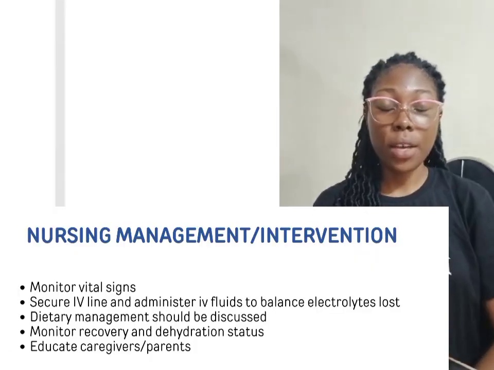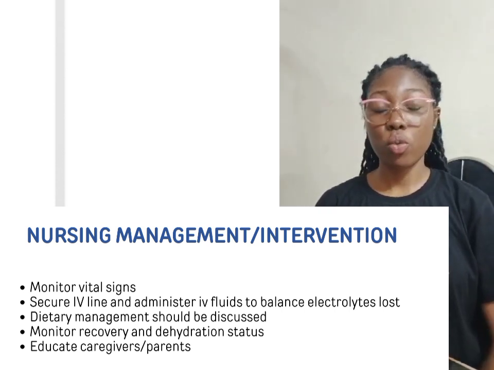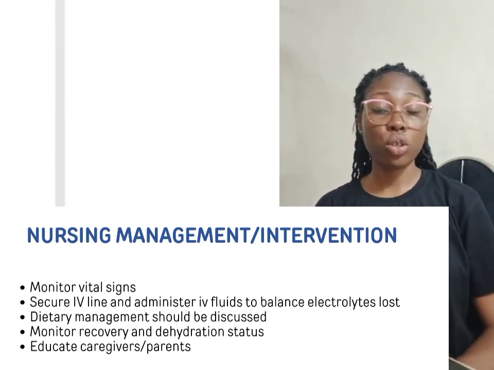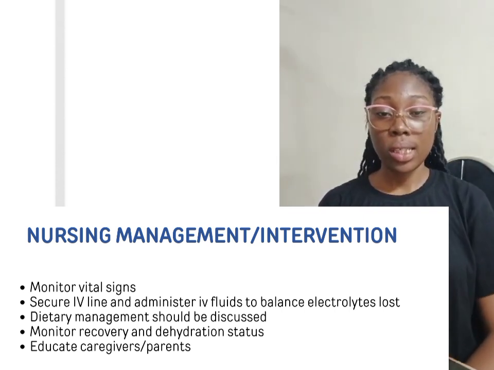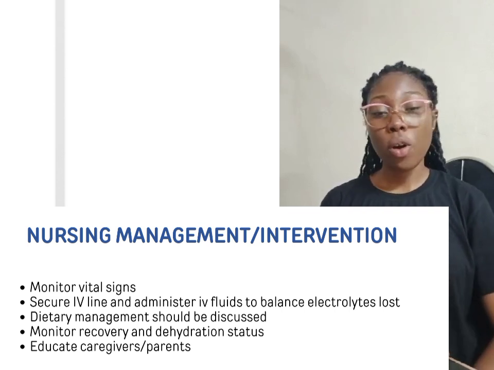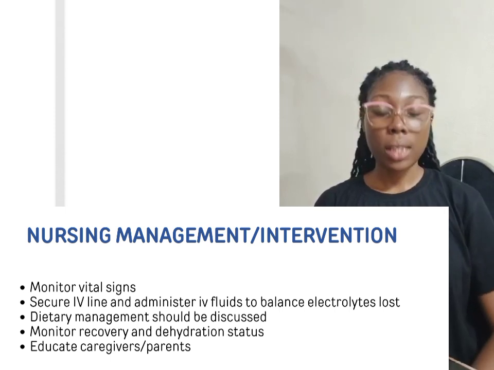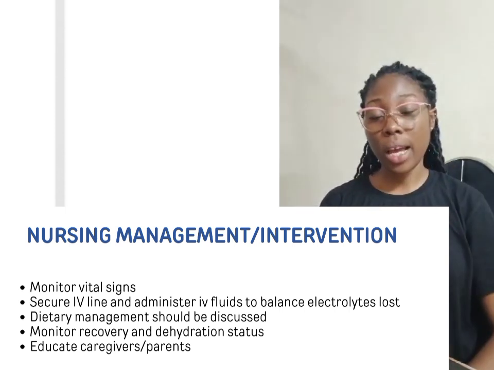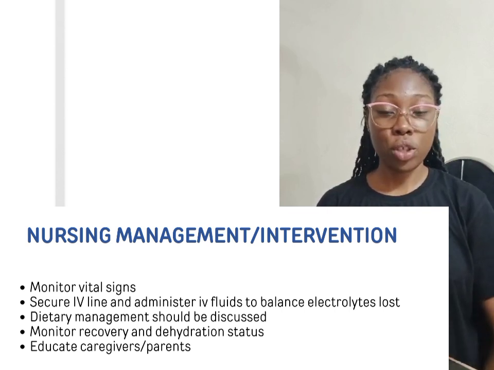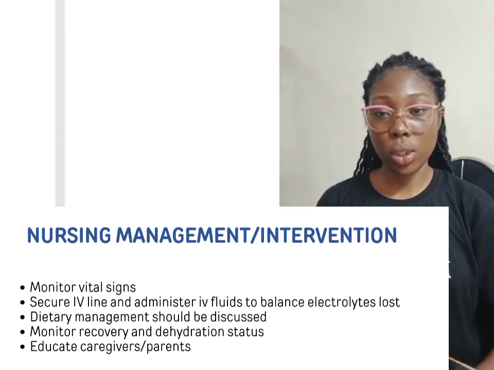Moving to the nursing intervention and management of ORS. First of all, the first intervention will be to monitor the child's vital signs, to record the child's dehydration status, to note the skin turgor of the child, to note the temperature, and to record the frequency of stool passage. Secondly, we are going to secure an IV line so as to be able to send IV fluids to reduce dehydration, or to hydrate the child and maintain electrolyte balance in the body.